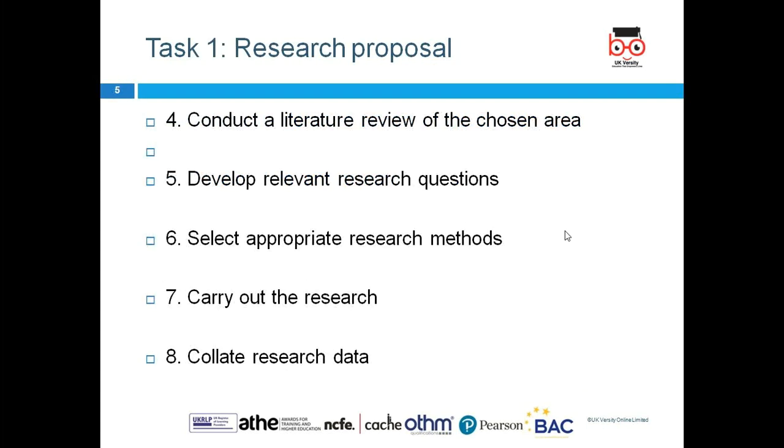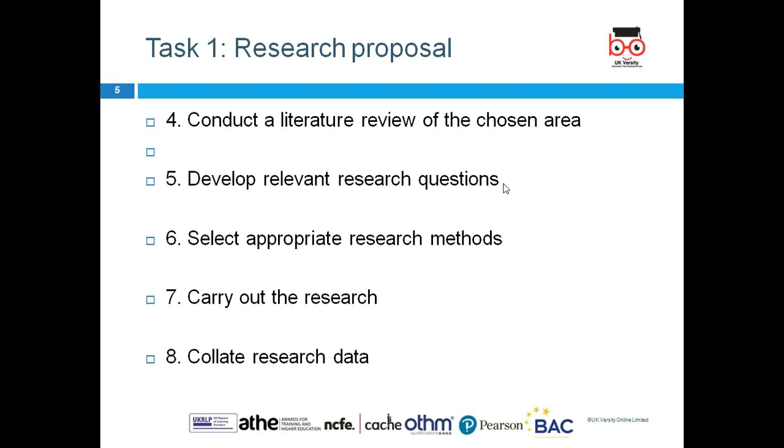4, you're going to conduct a literature review of the chosen area. If you notice, they've actually broken it up very nicely. As long as you follow these points, you're going to be covering every aspect that you need to be covering. 5, develop relevant research questions. So you've done your literature review, you've put down your research here. 5, you're going to see if there's any further research questions you might want to add. Number 6, you're going to select appropriate research methods.